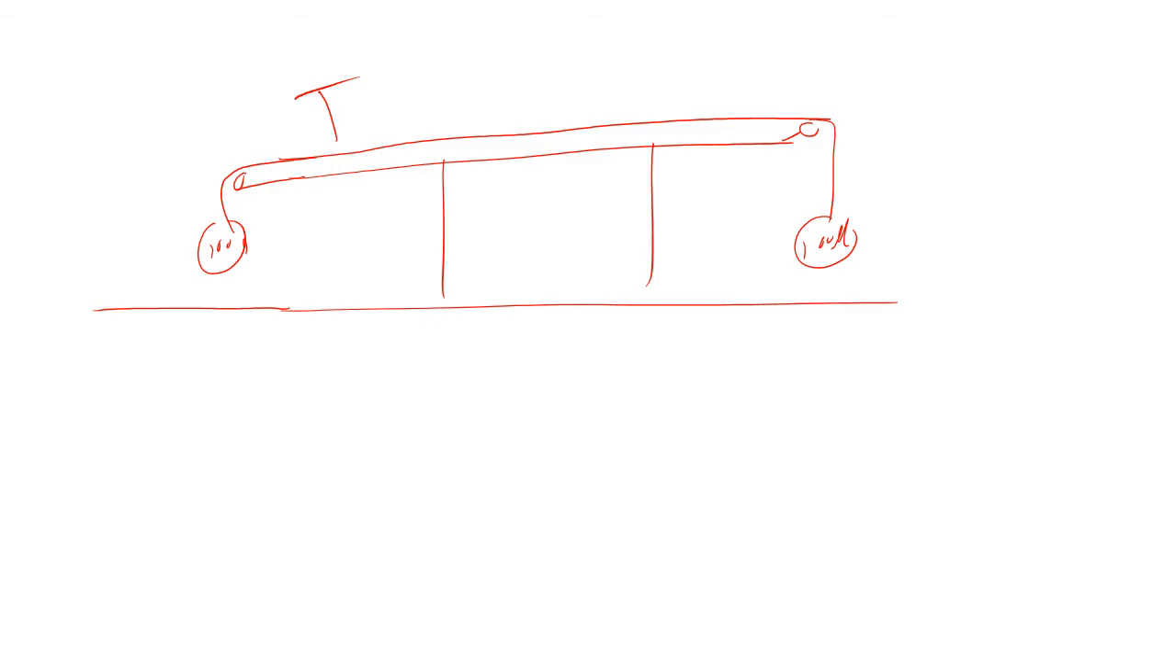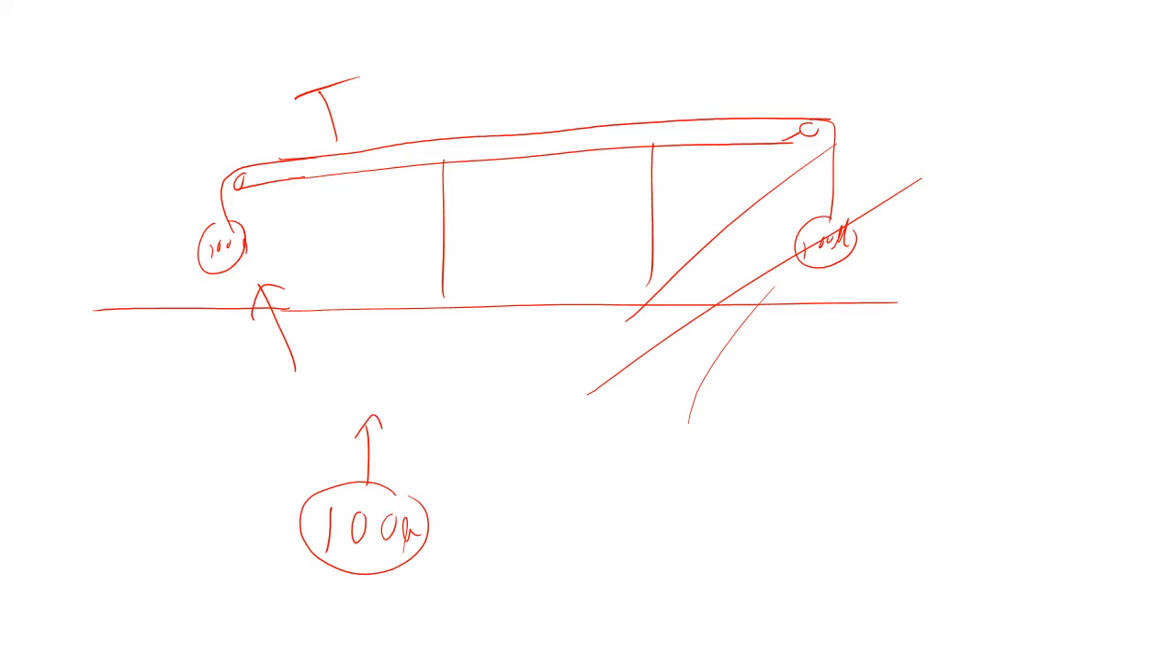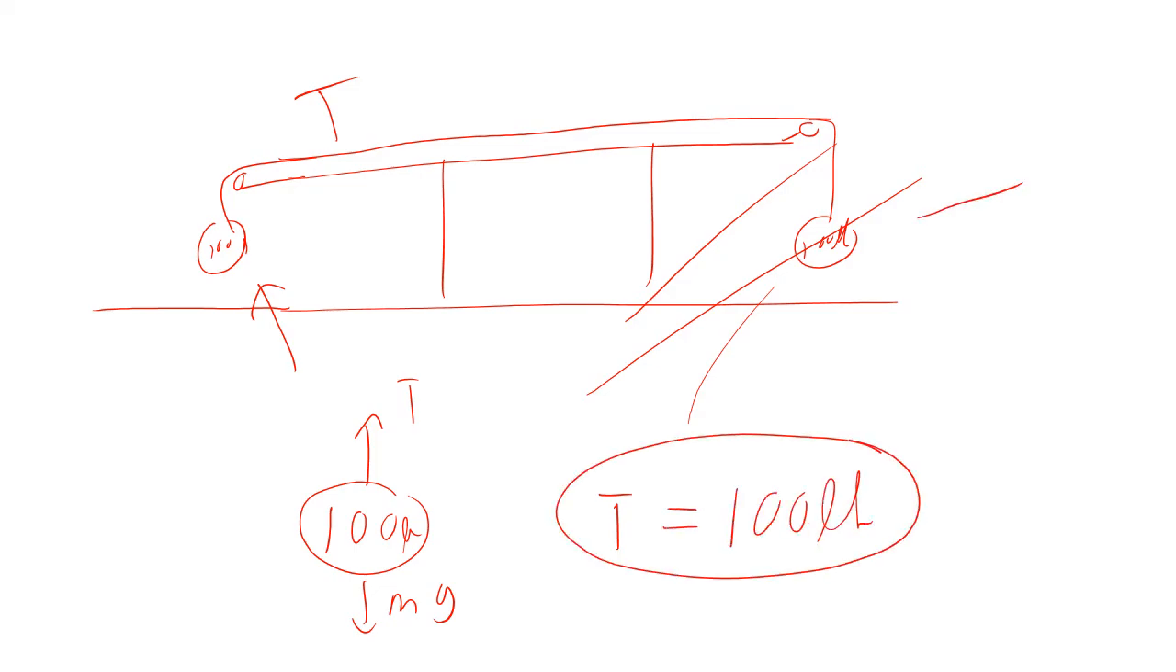Okay, well, again, politician view. I don't really care about the thing on the right over here. This is the congressional district that I'm interested in right there. So that's the only thing that matters. And so, politician view. If you look at only this one object, you have tension up, you have mg down, and it has to add to 0. Therefore, the tension is 100 pounds.